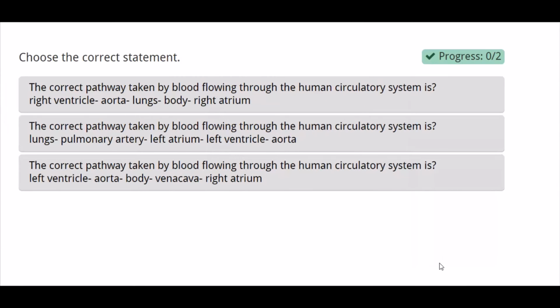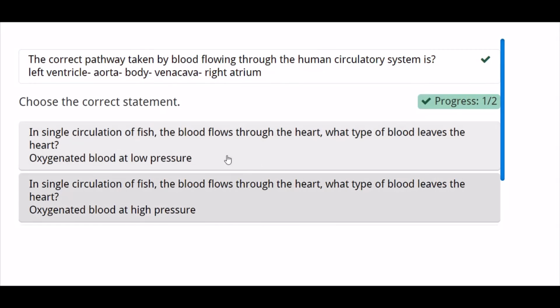The correct pathway taken by blood flowing through the human circulatory system is from the left ventricle. Blood flows to the main artery, which is the aorta, out to the body tissues, and then back to the main vein. The blood then flows back to the lungs through the right atrium.